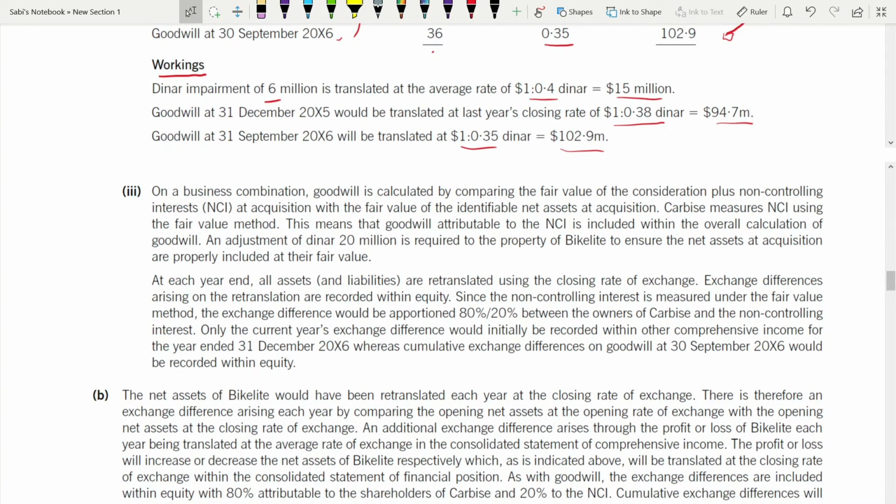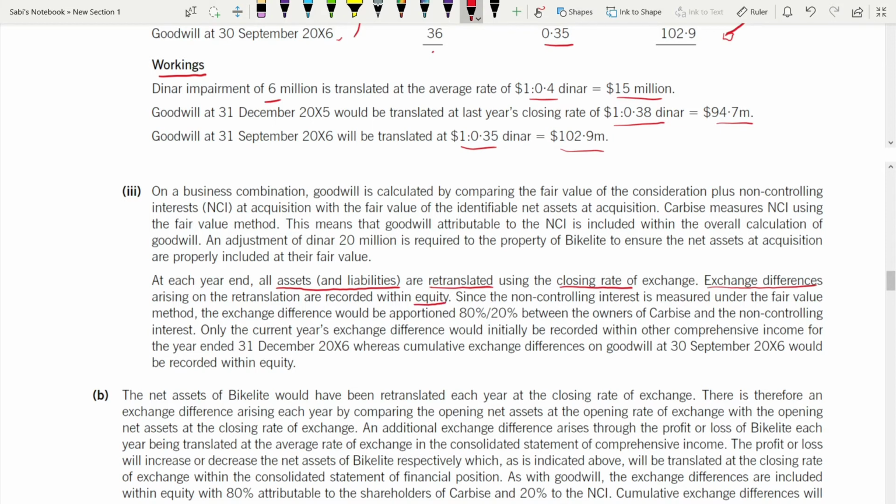Now, at the year end, all assets and liabilities are retranslated using the closing rate of exchange. In your balance sheet, your monetary assets and liabilities will be translated at closing rate. It's a rule. If you haven't, go to IAS 21 and read the rules. In your textbook, it's there. For each item, which rate you have to use to retranslate at the year end. Assets and liabilities are retranslated using closing rate. Exchange differences arising on the retranslation are recorded within where? Exchange differences are recorded within equity.